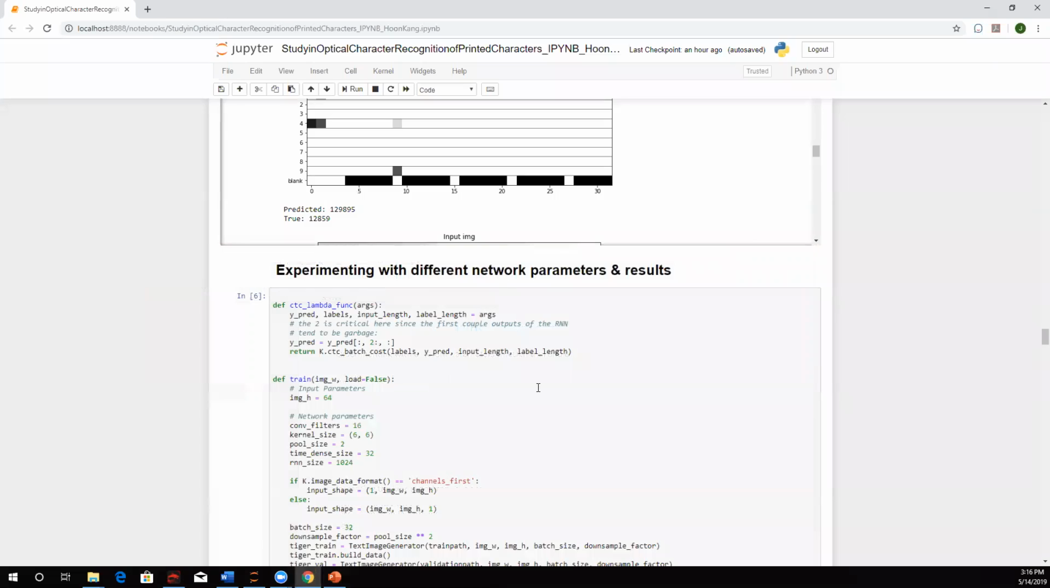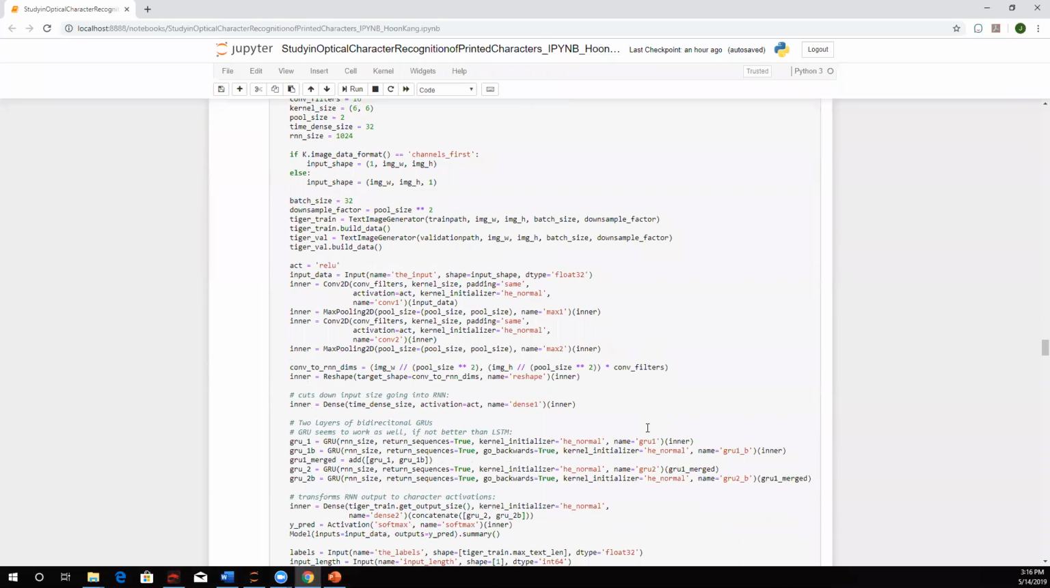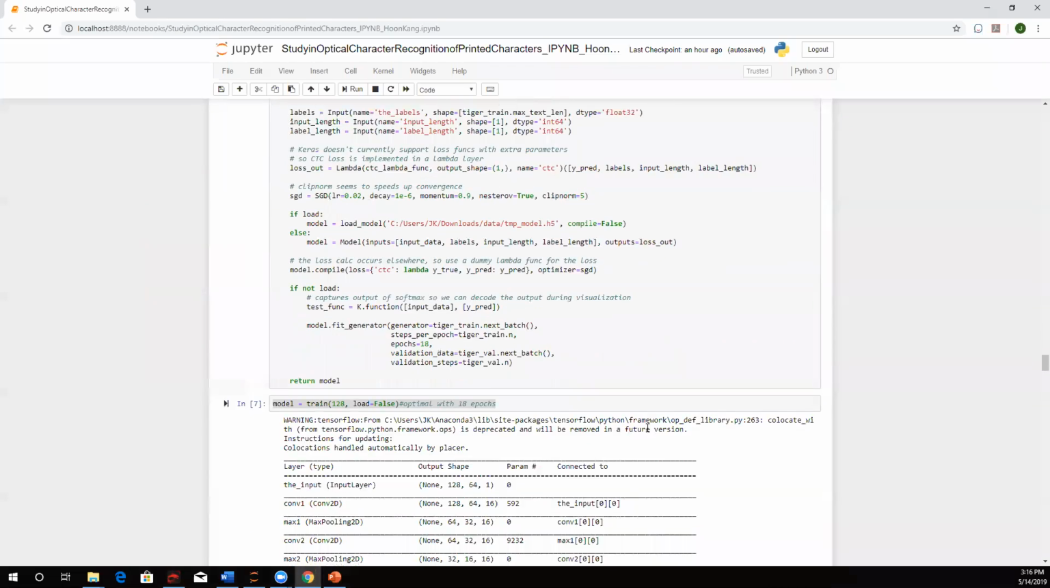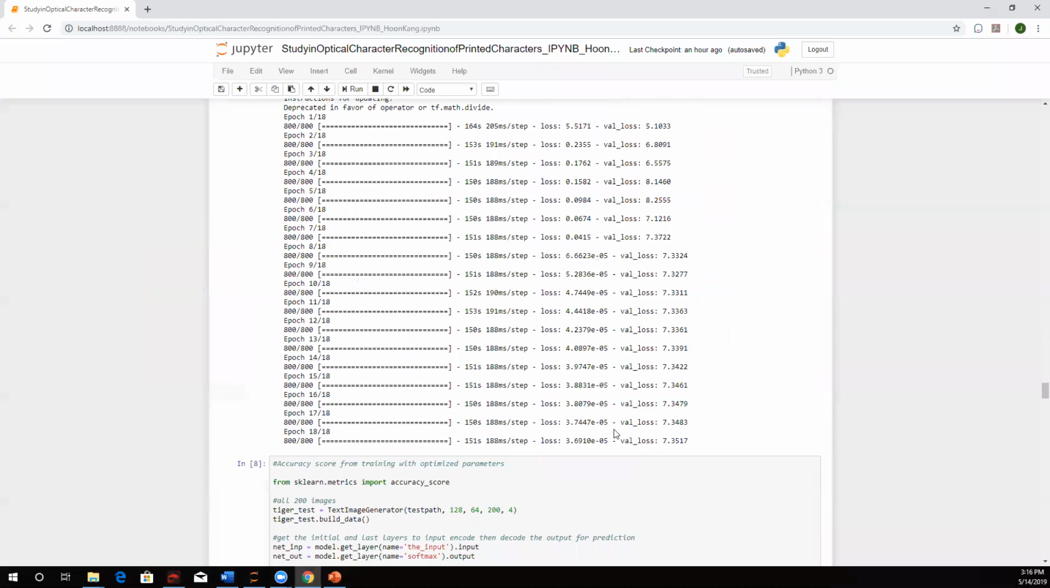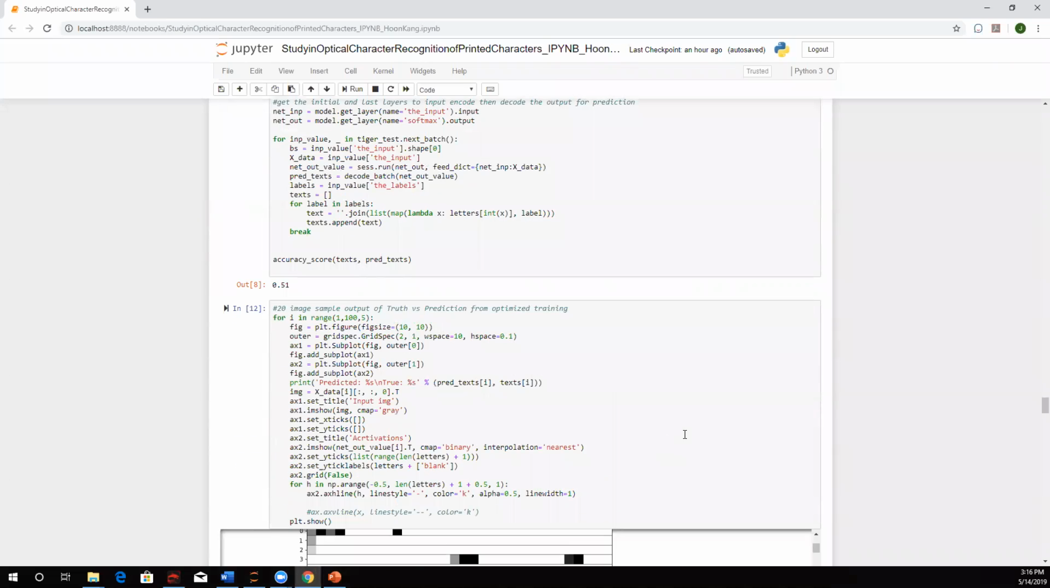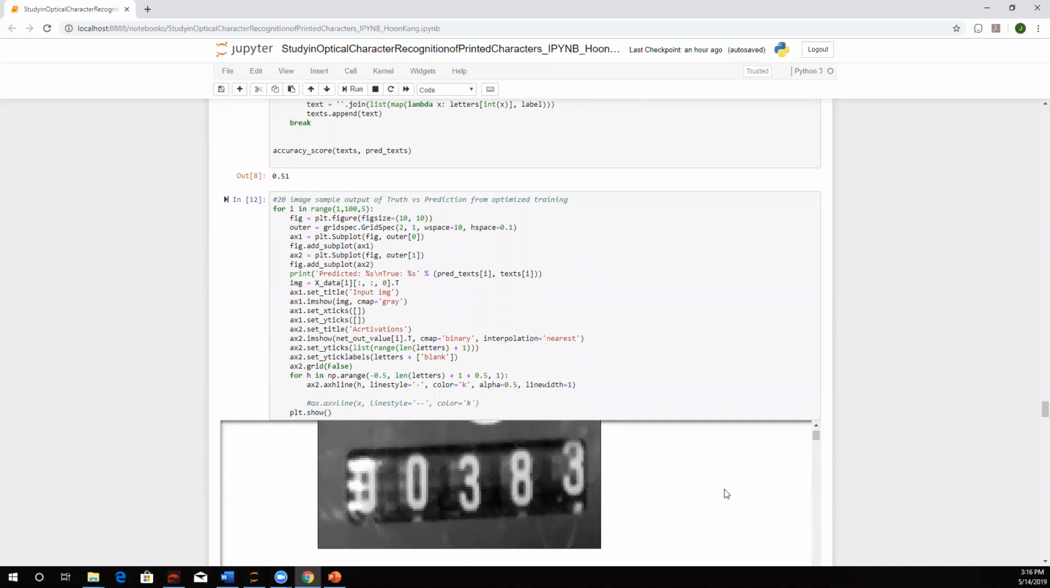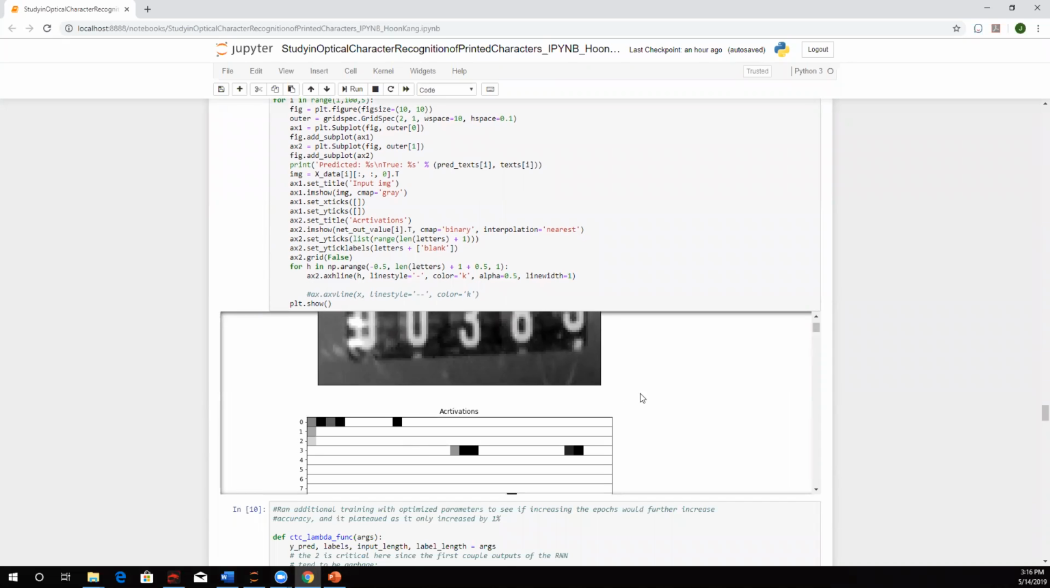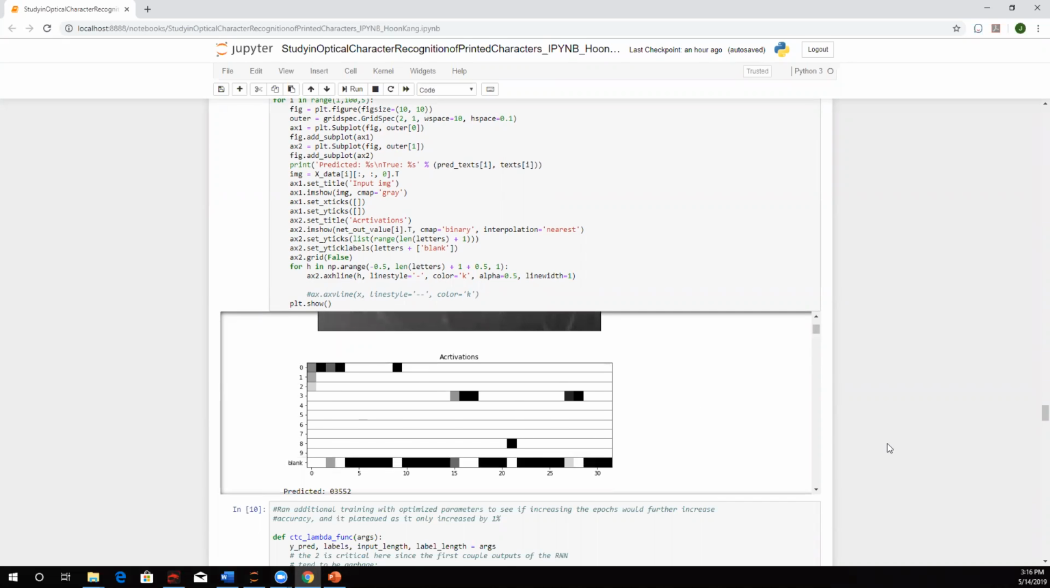And based on that experimentation, I'll rerun the training to see if I could get a better accuracy, which is what I do here. And on top of that, I'll be again going over the various outputs of the images based on the optimized parameters, as well as the associated activations based on that.